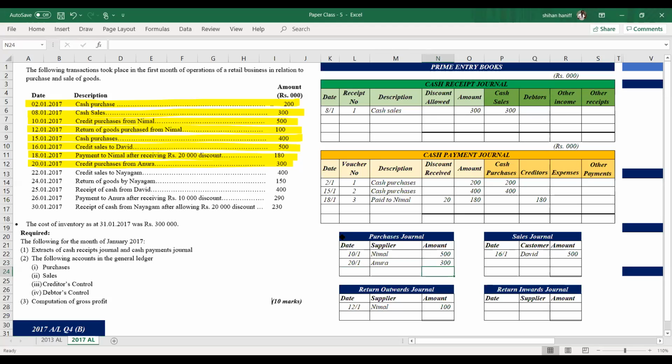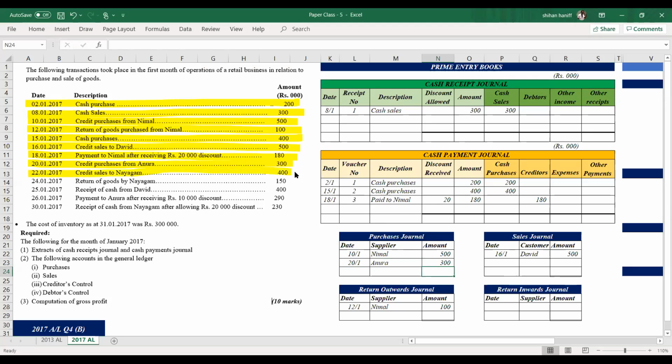So we have 7 prime entry books, right? Cash, purchases, sales, return outward, return inward. Then there are 2 more, petty cash book and the general journal. Okay, so here we are doing all the 5 important prime entry books.